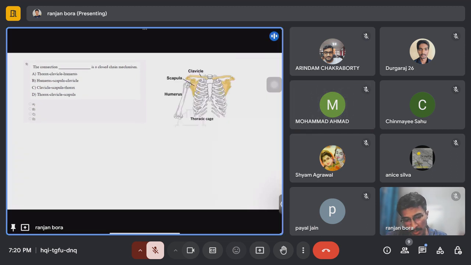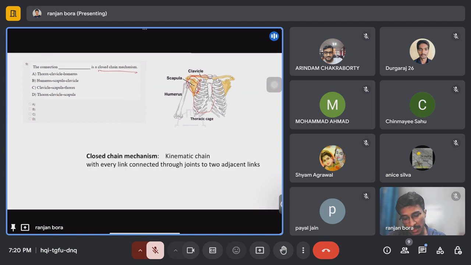You can see this clavicle, then this is the thorax, and this is the scapula. Means in this case, all these links are connected to two adjacent links, and that is the definition for closed chain mechanism. And this is the definition: kinematic chain with every link connected through joints to two adjacent links. That's why C is the right answer: clavicle, scapula, and thorax.